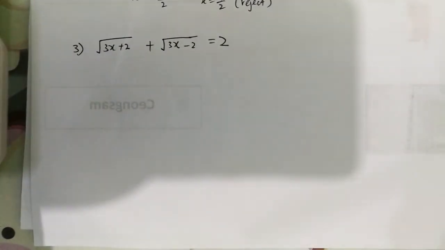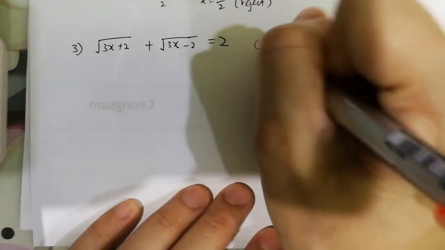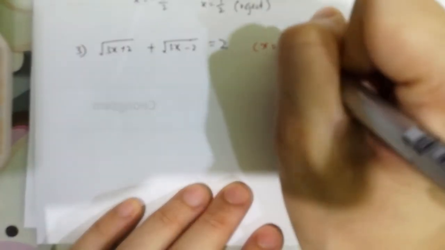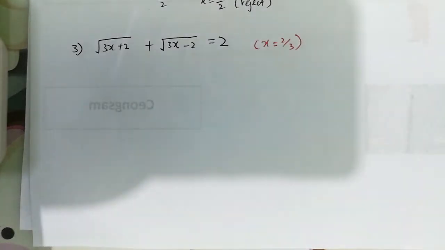For this one, there are only 1 answer for this. So x equals 2 over 3. You can try and get it.